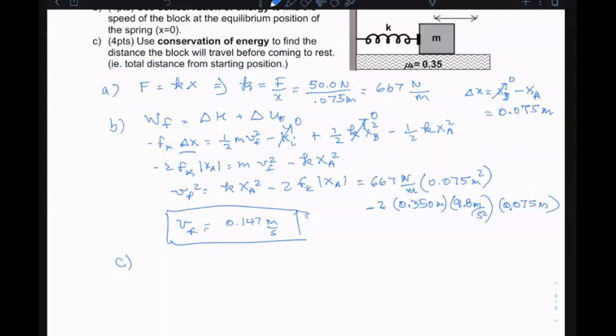In part C, we're asked to use conservation of energy to find the distance the block will travel before coming to rest. That is the total distance from the starting position. Well, once again, conservation of energy can be expressed as the work done by the external friction force causes a change in the kinetic energy plus a change in the potential energy.